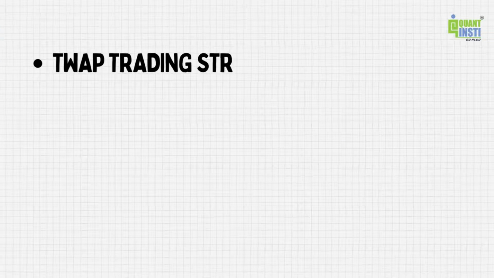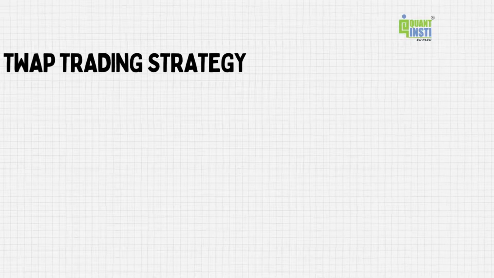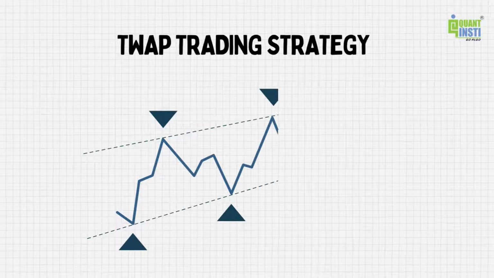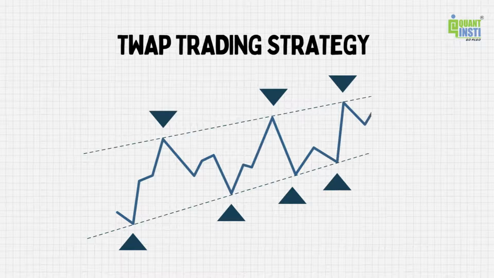Time-weighted average price trading strategy. The TWAP strategy splits trades equally across the time period, regardless of the volume traded. An example can be the arrival price TWAP, which focuses on achieving the arrival price, which is the average execution price from the start of the order to its completion.